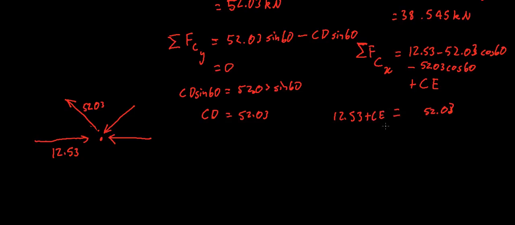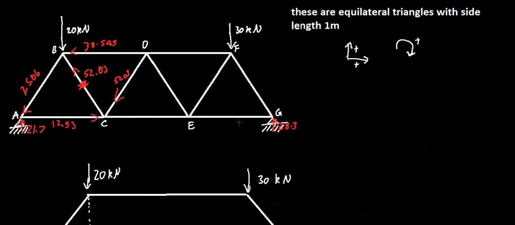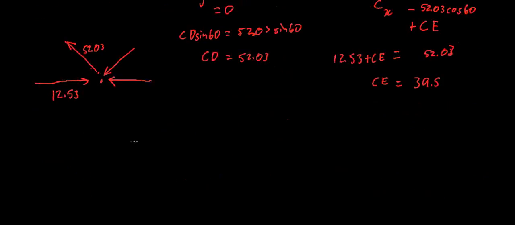Now let's just end up subtracting. CE is equal to 52.03 minus 12.53. 39.5 is the force at this point. Not at the point, at the member. 39.5.